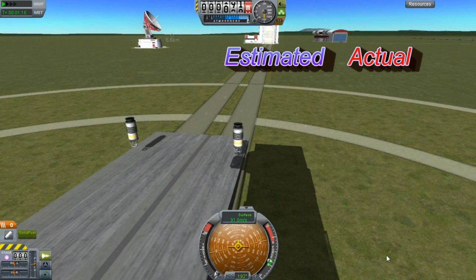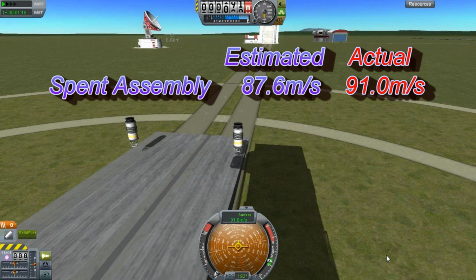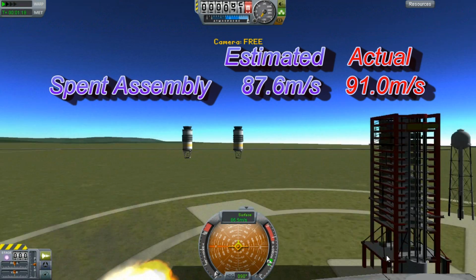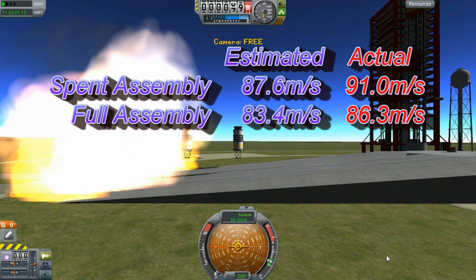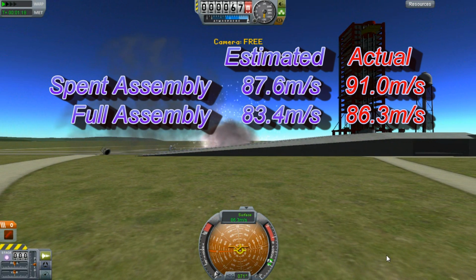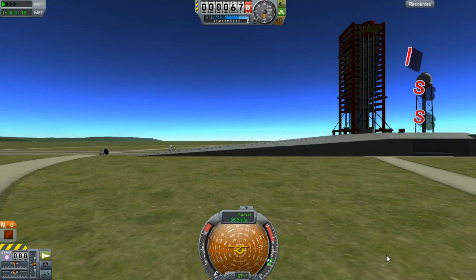And we'll just freeze frame here at minute 16 where we can see our empty boosters about to hit the ground at 91 meters per second. We had predicted 87.6. And 2 seconds later, at 1:18, we have our full boosters lazily getting around to the ground at a leisurely 86.3 meters per second, though we had predicted 83.4. So again, our predictions are consistent with the results, where the empty boosters were still able to outrun the full ones.